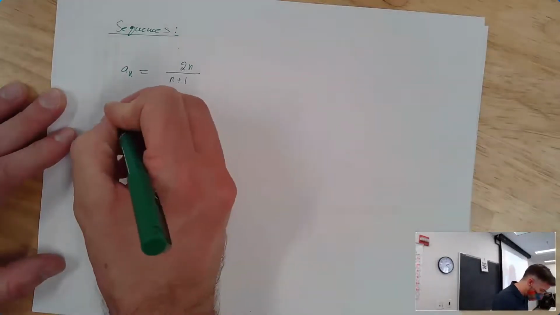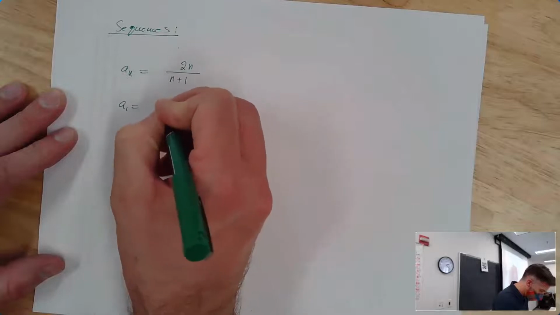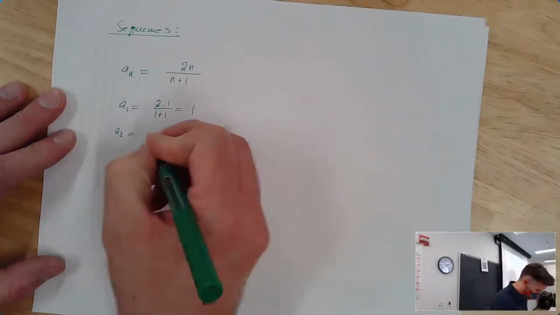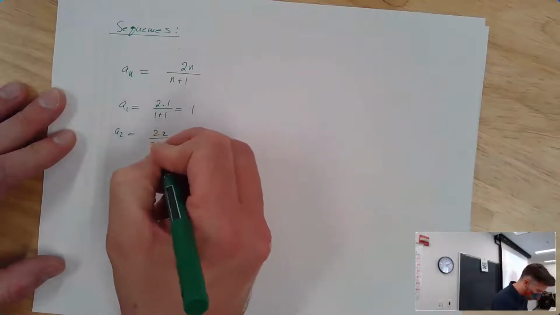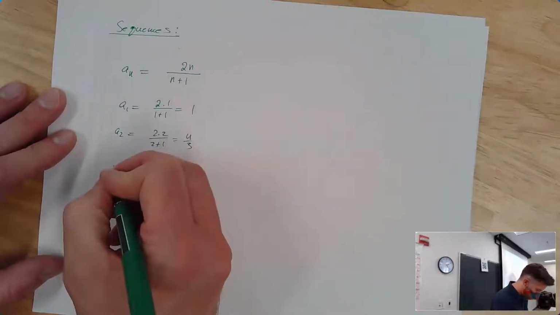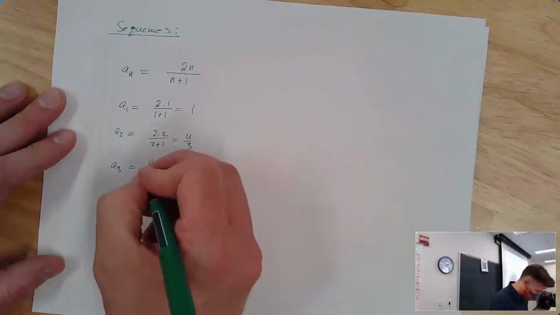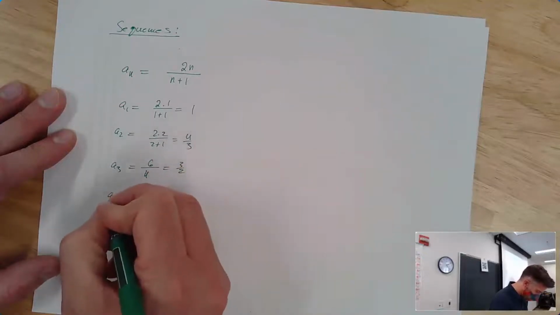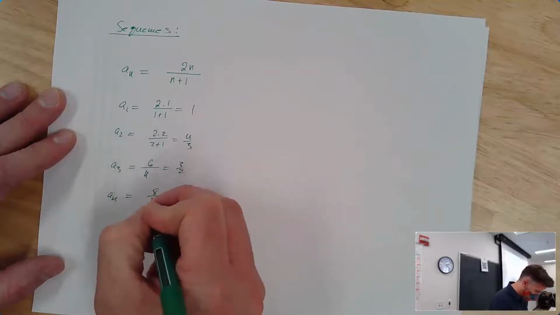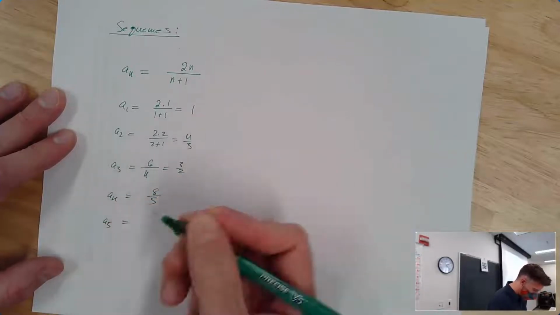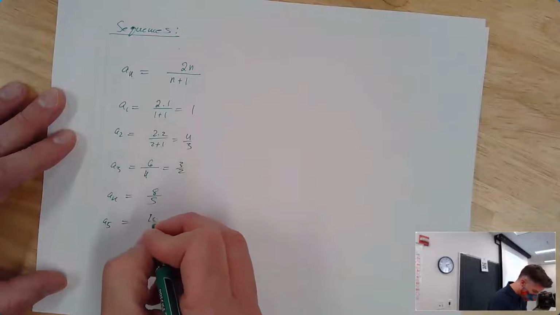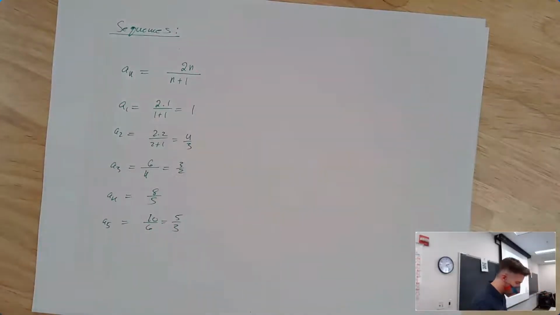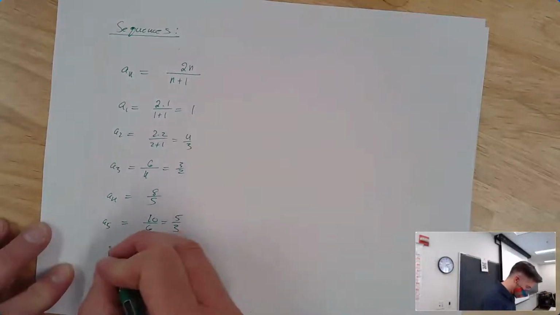So I would say the first term of the sequence is 2 times 1 over 1 plus 1. The second term of the sequence is 2 times 2 over 2 plus 1. And so on. The third term is going to be 6 over 4, which reduces to 3 halves. The fourth term is going to be 8 over 5. And you could do this literally forever. You obviously don't want to, but you could.